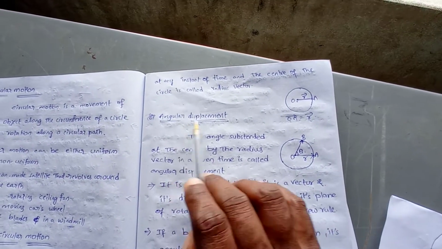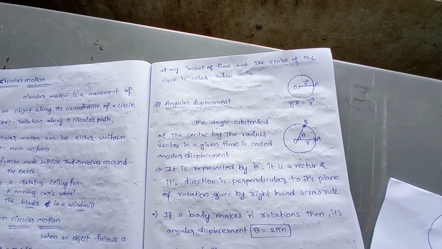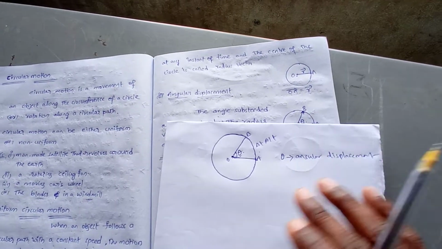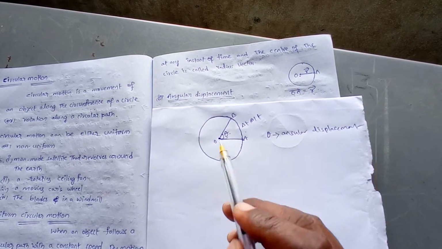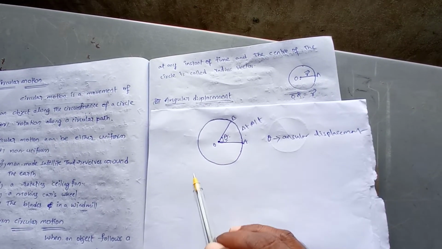Our next topic is angular displacement. So what is angular displacement? Let us discuss that. So this is a circle. So this is the center of the circle.